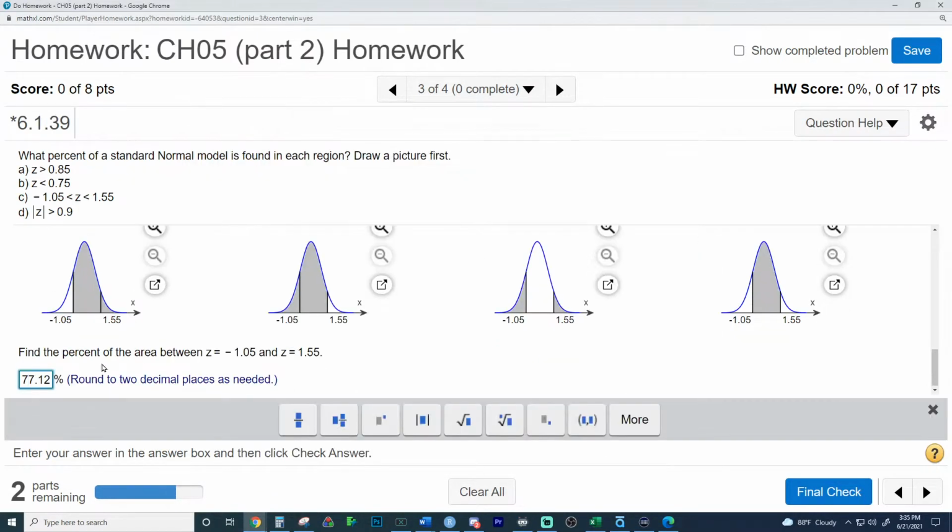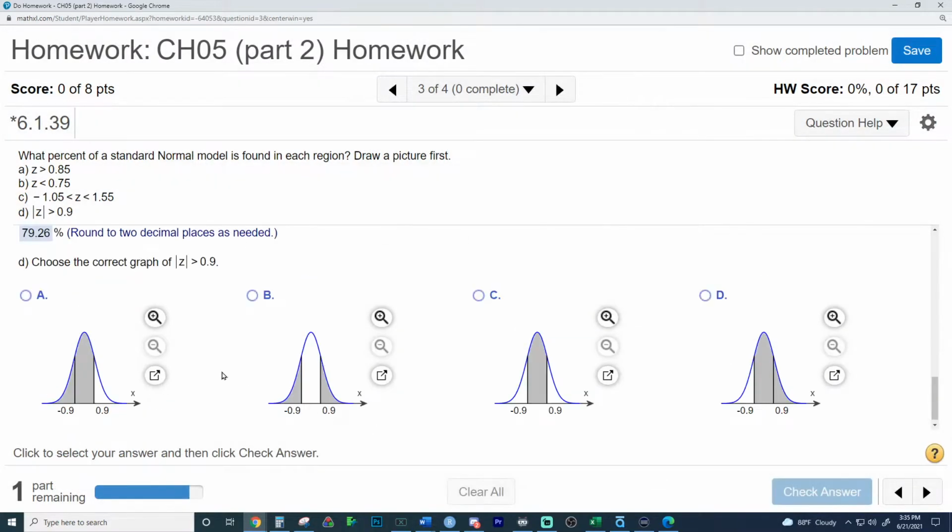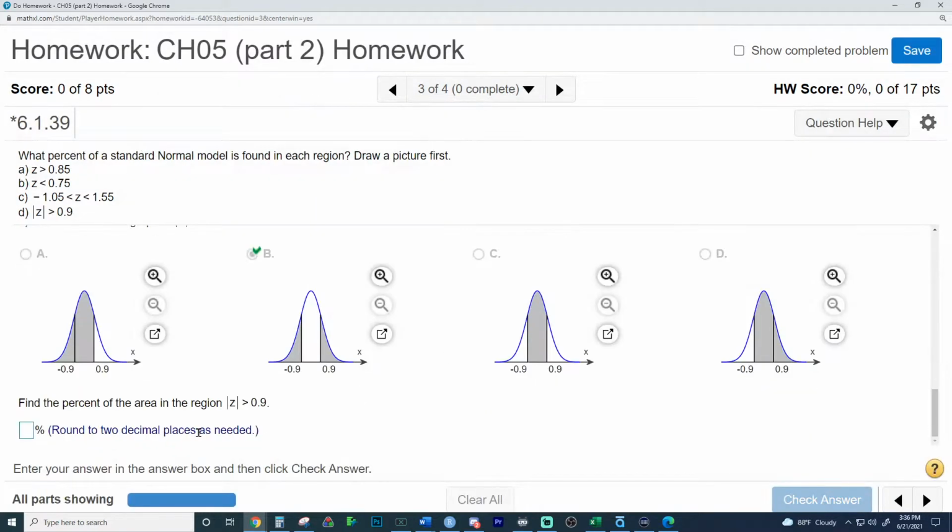79.26. Decent guess. And this is why having knowledge of the empirical rule is very helpful, because I'm using a lot of empirical rule numbers to make these educated guesses. This is a z-score outside, so in terms of greater than absolute value of 0.9. When we say the z-score has to have a higher absolute value than 0.9, it needs to be this. Now, if we know 68% is inside of here between negative 1 and 1, 32% would be outside, and this has to be a little bit more than 32.